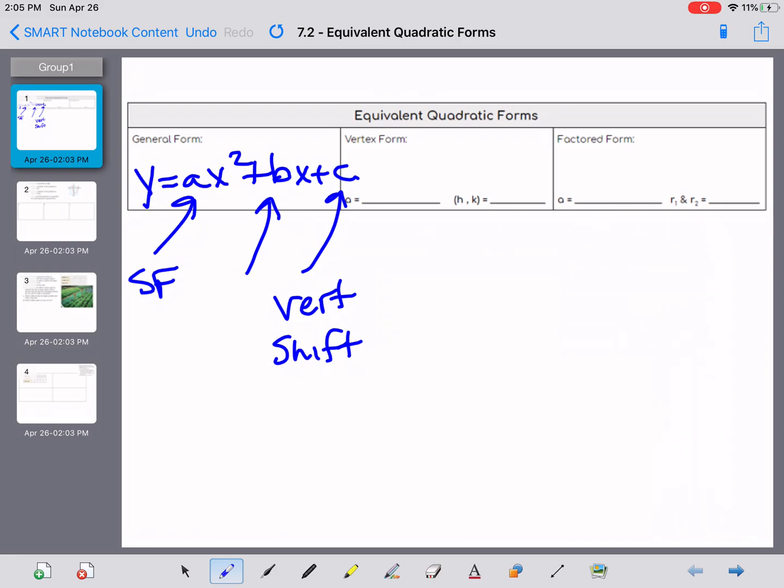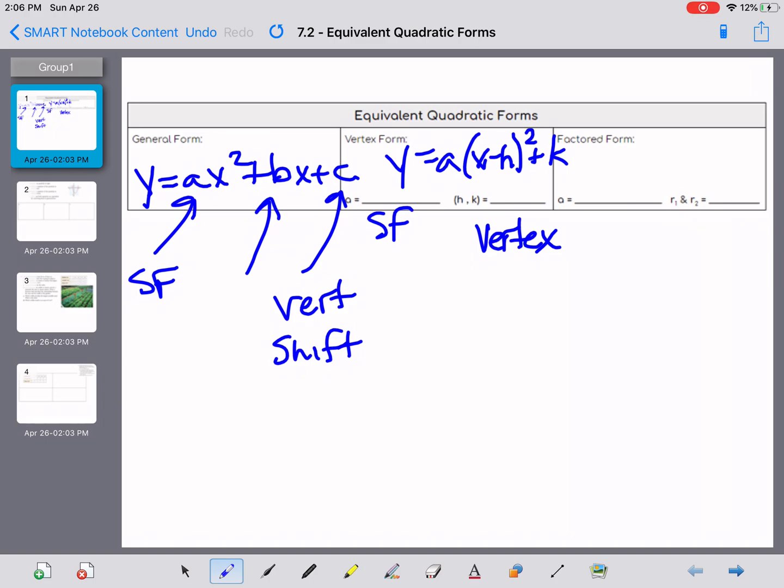Vertex form is y equals a(x minus h) squared. Don't forget the squared. That's what a lot of people forget. And then plus k, where a again is the scale factor, h and k are the vertex, which is why this is so cleverly named vertex form.